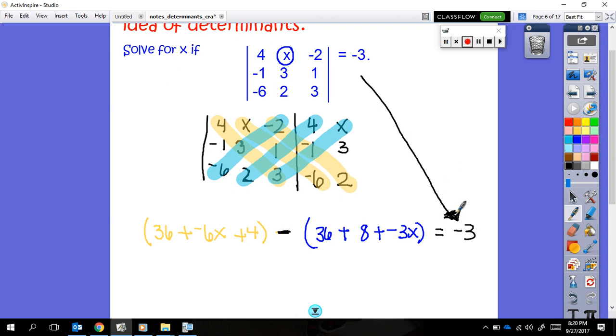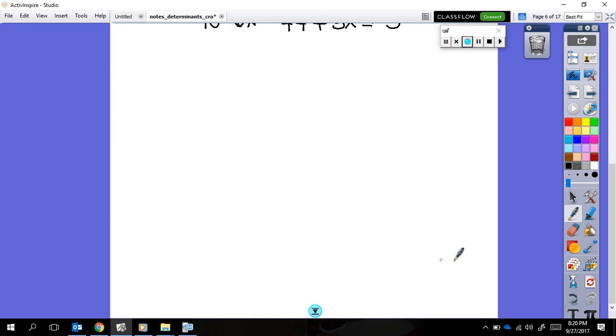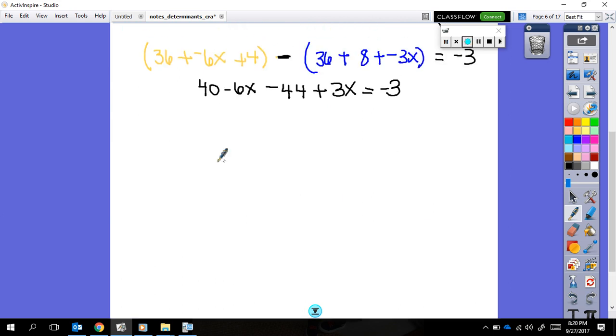Okay, alright, so now let's just do the algebra. Okay, 36 plus 4 is 40, minus 6x. And then 36 plus 8 is 44, so we're minusing 44. Remember, this negative has to go to both things. And then this becomes a plus 3x equals -3. Alright, now it's just a combined like term. So 40 minus 44, -4, minus 3x when we put these 2 terms together, equals -3.